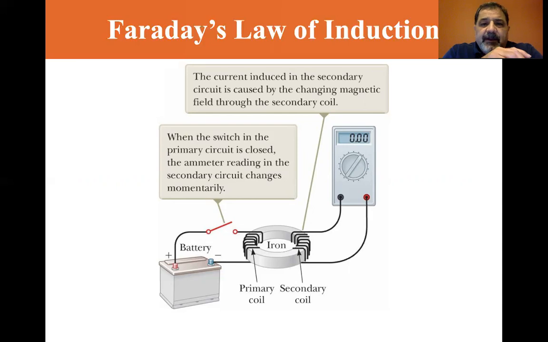Let's read the paragraphs there. The current induced in the secondary circuit is caused by the changing magnetic field through the secondary coil. I probably should have read the lower one first. When the switch in the primary circuit is closed, the ammeter reading in the secondary circuit changes momentarily. So again, the key words here are changing magnetic field.